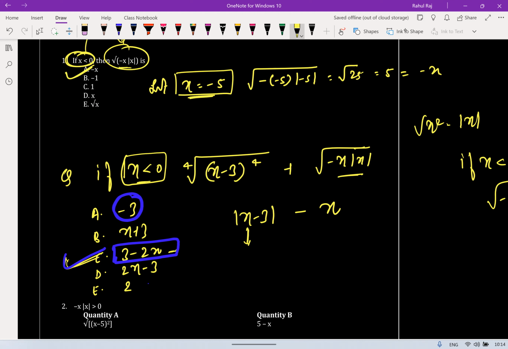So take -1. So -1 minus 3 is -4. You take -2, -4, -5, we'll always get a negative value. Can I generalize this as negative of x minus 3? Now you take any negative value of x, this entire expression will become positive. Check.